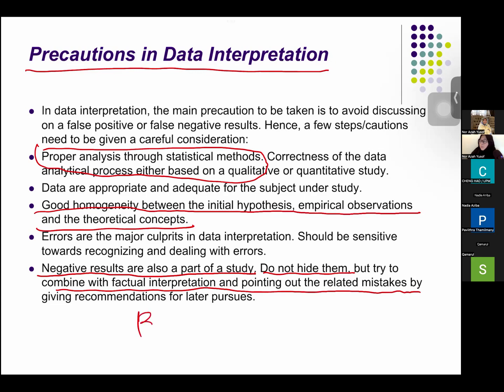Another word is bias. We, the operators, okay, try not to be biased. In data interpretation, the main precaution to be taken is to avoid discussing false positive or false negative results. Okay, we do not want false positive and false negative results. Errors are major culprits. Okay, you have to be cautious about errors.